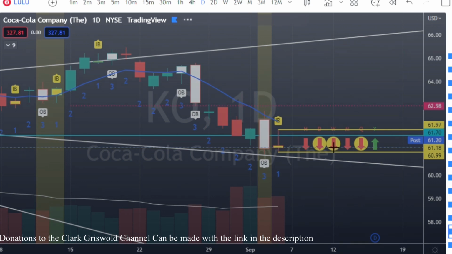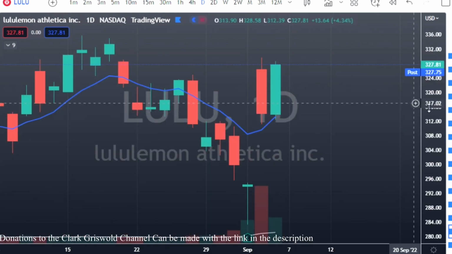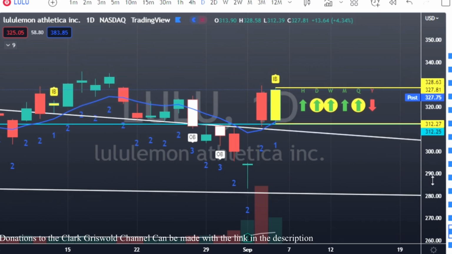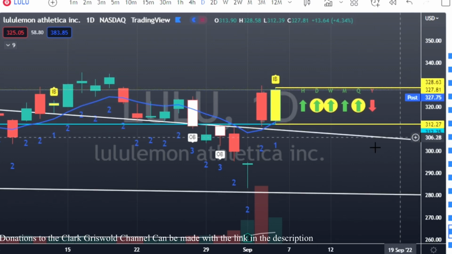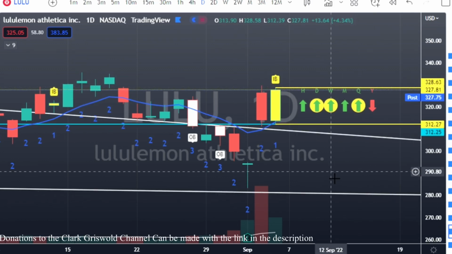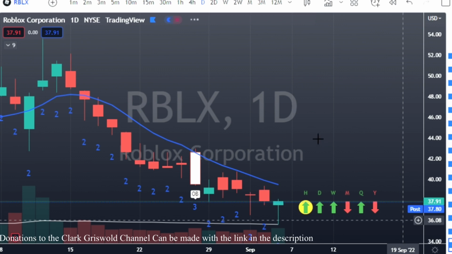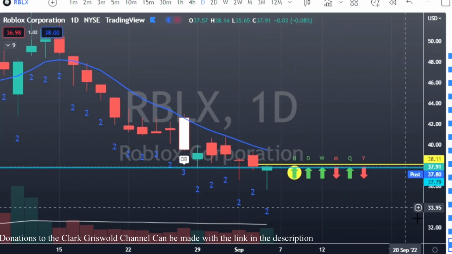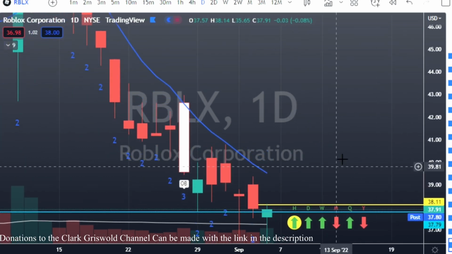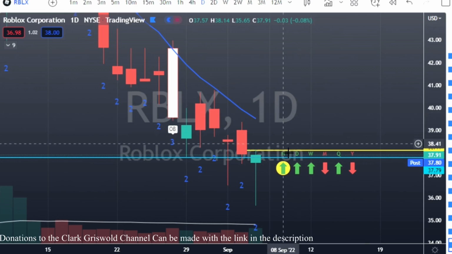Lululemon, high premiums on this one. Inside bar setup. Full time frame outside of the year to the upside. So calls at 328.63, puts at 312.27. We'll move into Roblox, RBLX. 2 down, finish green. We have a hammer candle. So we're going to look for this to trend back to the upside. We can look for calls at $38.11 and push this thing back up.